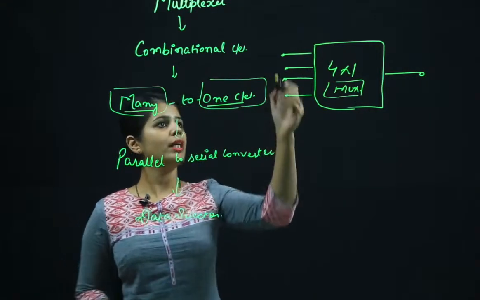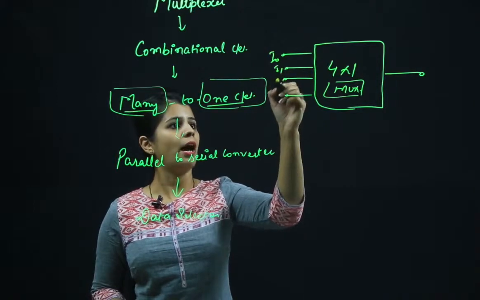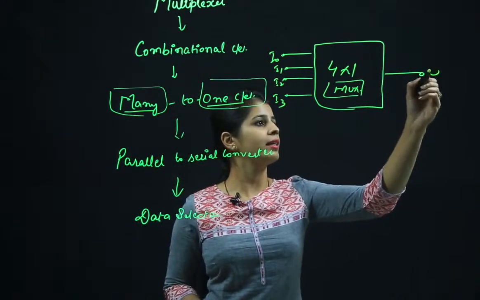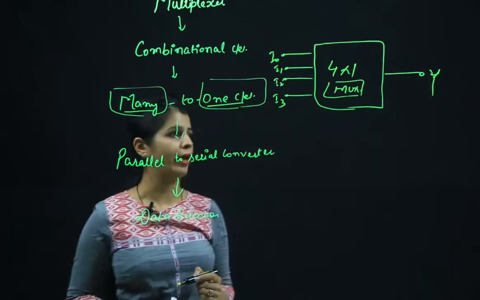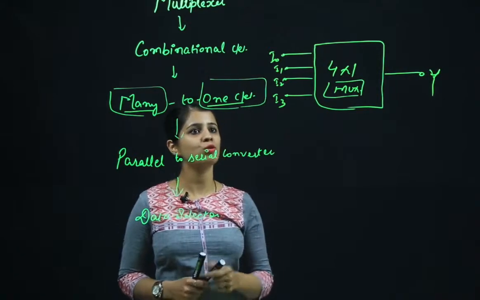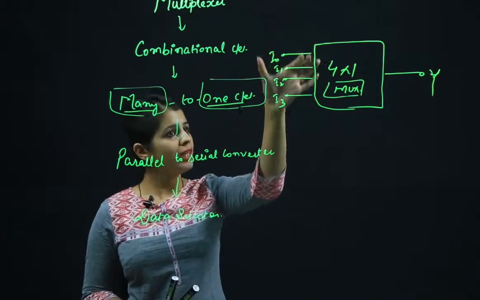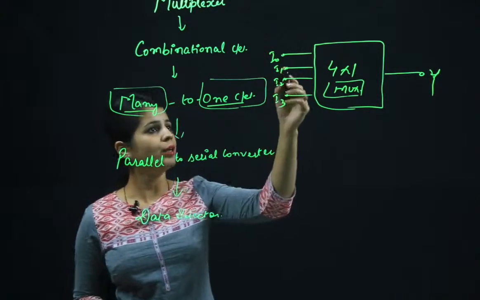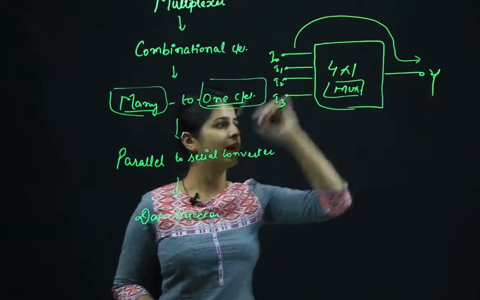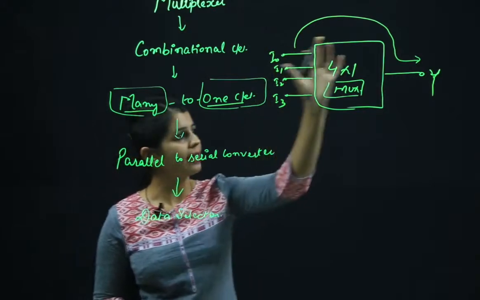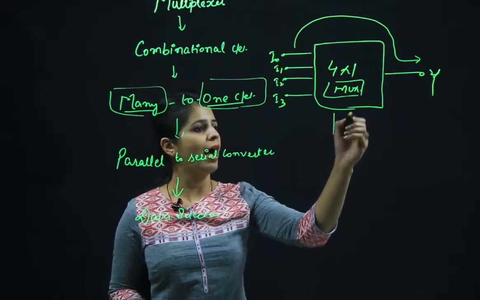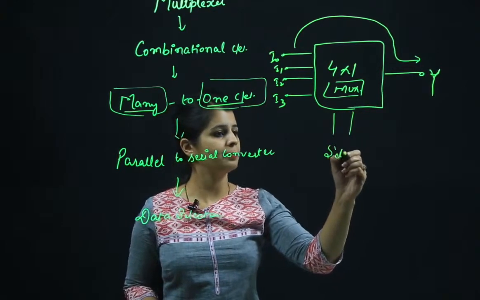So it has many inputs, that is I0, I1, I2 and I3, and a single output represented as Y. Now as I've told you, its major function is to select one of these inputs, and that input is selected by certain criteria and it comes at the output. Now how this selection process actually takes place, for that we have select lines.